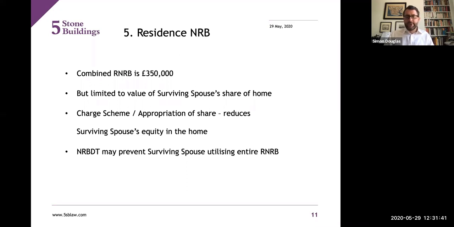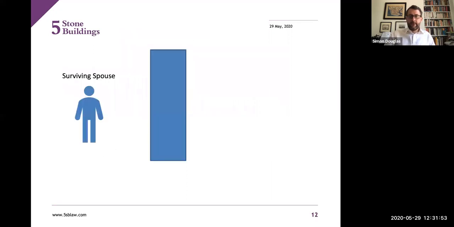So it reduces the surviving spouse's equity in their home. And what that might do is prevent the surviving spouse's estate from utilising their entire residence nil rate band. So let's just look at how that works.